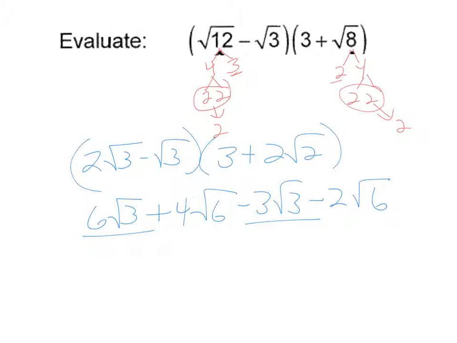6 square root 3 minus 3 square root 3 is 3 square root 3. 4 square root 6 minus 2 square root 6 is 2 square root 6. And then that's as far as you can go with that. So keep all that in mind.